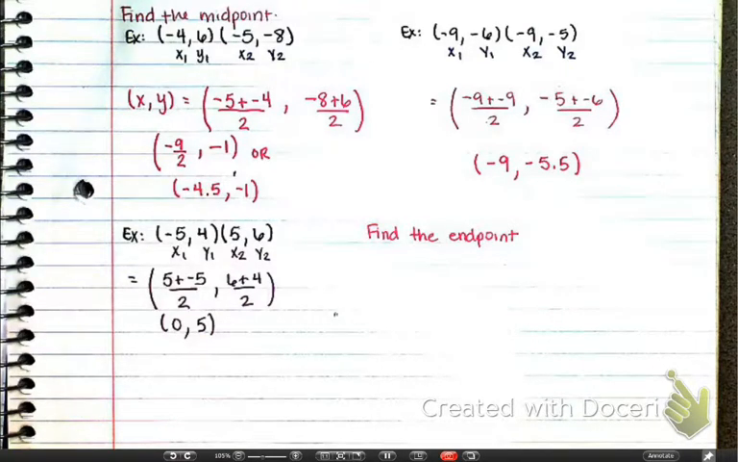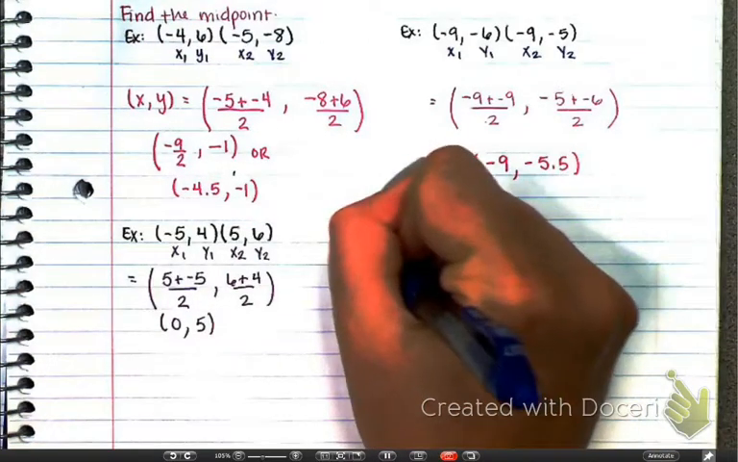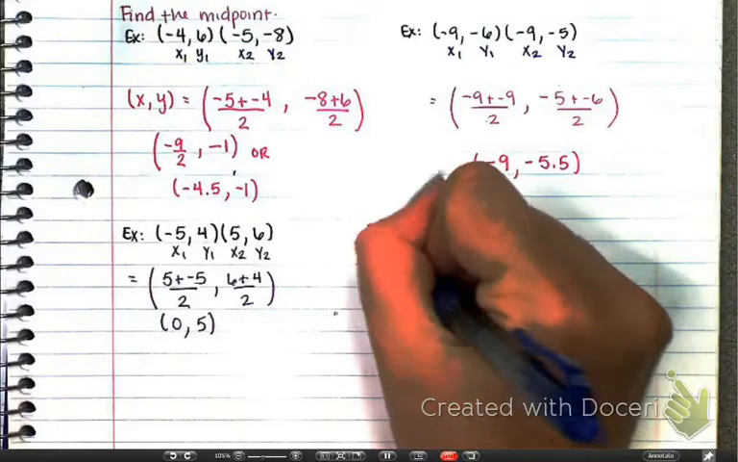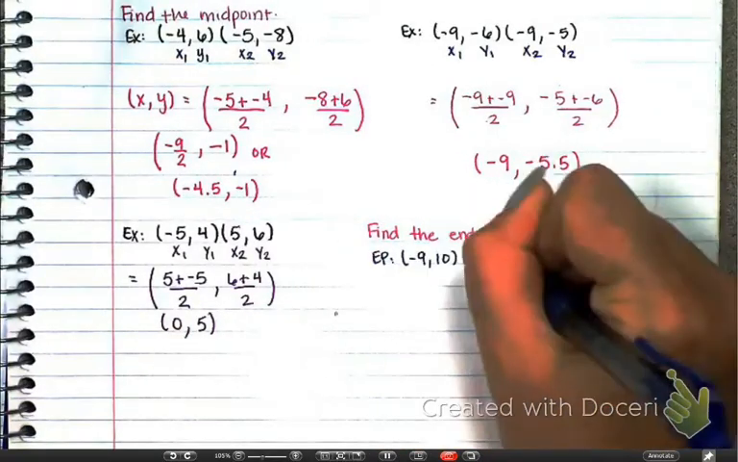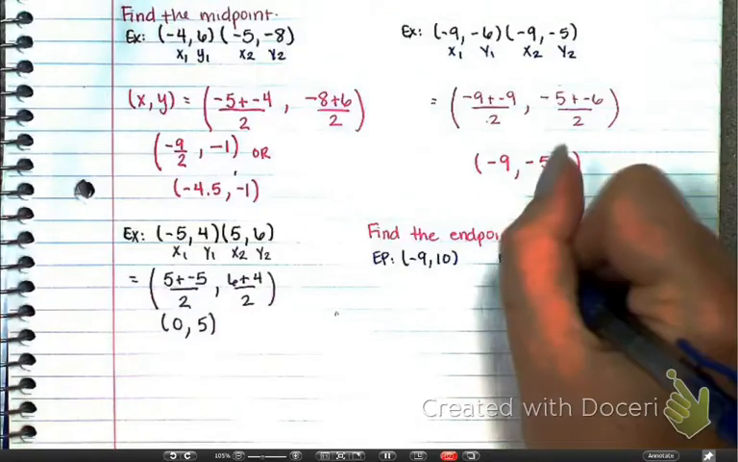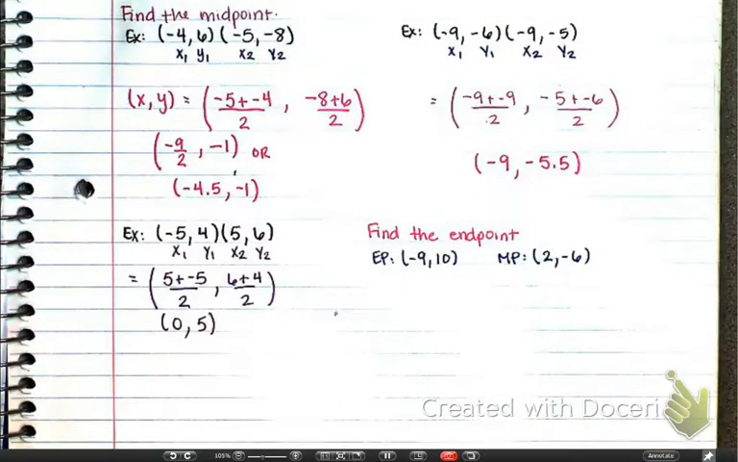So if I'm searching for an endpoint, what information do I already know? I know the midpoint and the other endpoint. Now, I could give you 2 points. Well, I'm going to. So let me give you this endpoint as -9, 10, and the midpoint as 2, -6. Okay, so I have an endpoint and I have a midpoint.